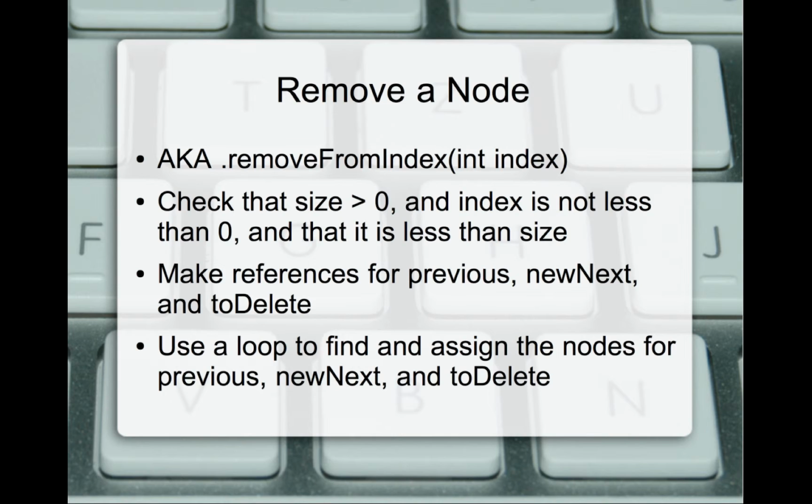Then after doing that, we also have to check that the index is not less than 0, as well as that the index is less than size. You can't remove things that are outside of bounds. And that bounds check is always a big part of what we're doing when we're dealing with data structures.